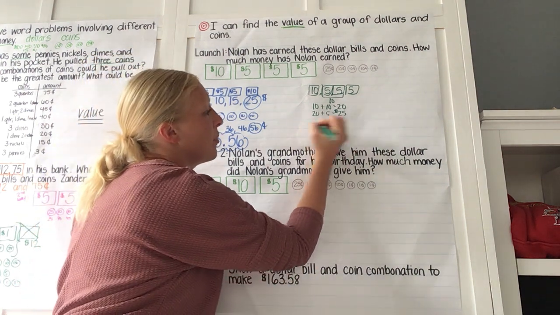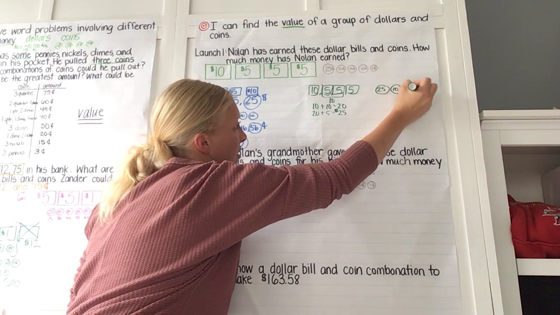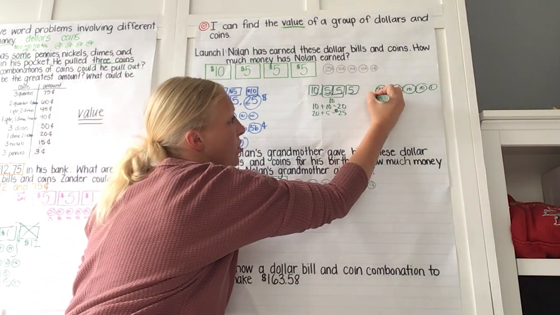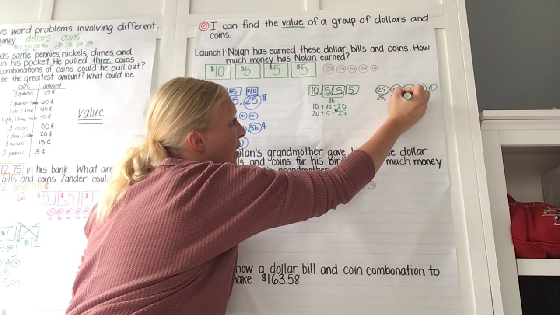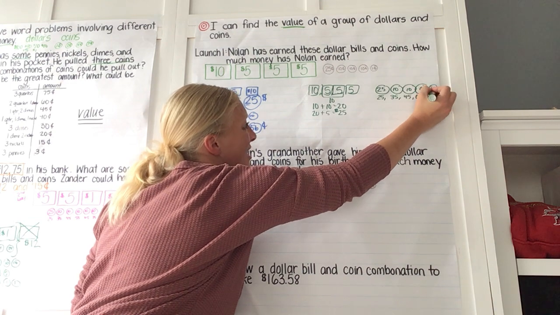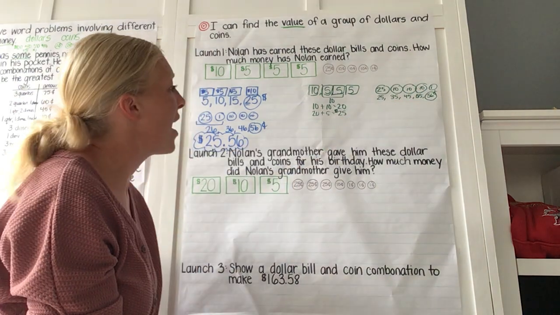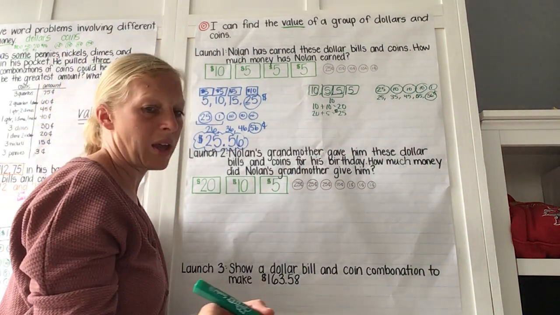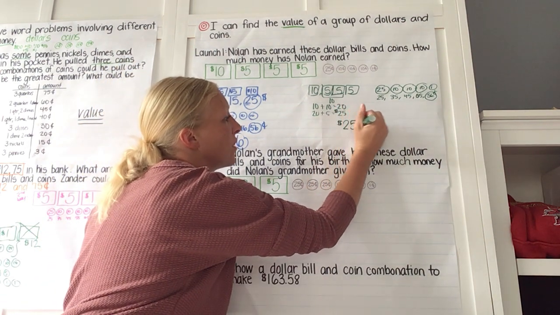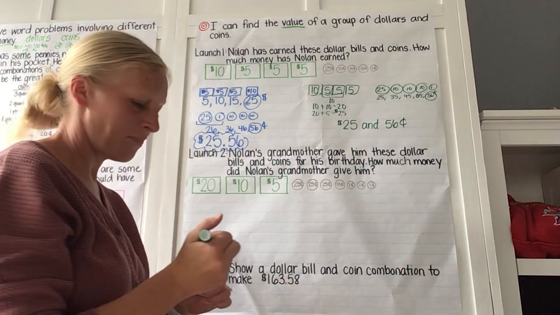Okay, so you kept it in the same order again. 25, 10, 10, 10, and 1. All right, so you said 25, 35, 45, 55, and then one more was 56. So you started with the 25, skip counted, and then just added that one more. But you wrote the answer differently. You wrote $25 and 56 cents. What do you guys think?